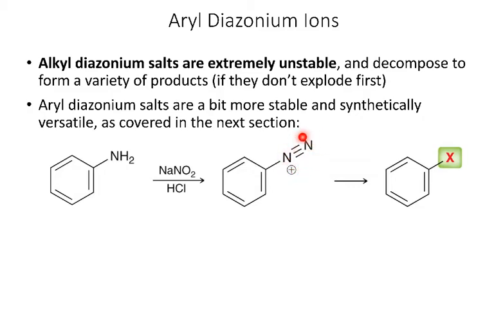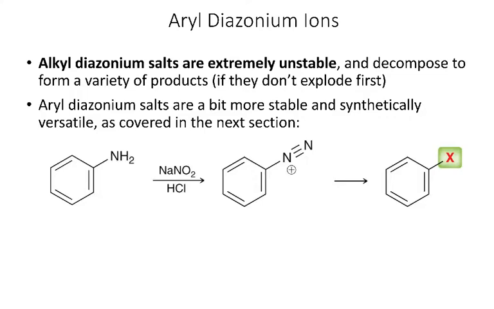Now, when this diazonium ion is attached to a regular alkyl group, they're extremely unstable, and they decompose rapidly, and they're also explosive, so they're kind of hard to work with. Now, when the group it's attached to is a benzene ring, and therefore we have an aryl diazonium ion, they're much more stable, and they're actually very synthetically versatile.